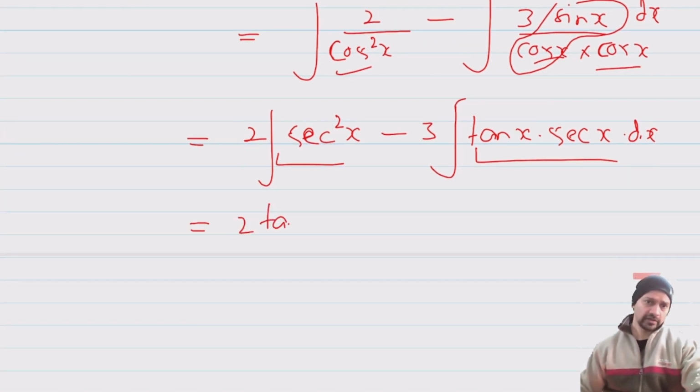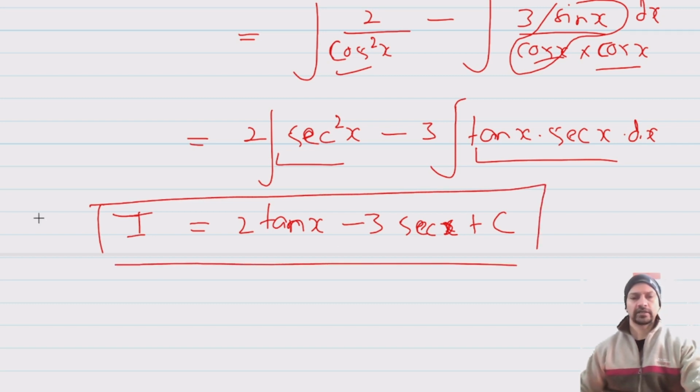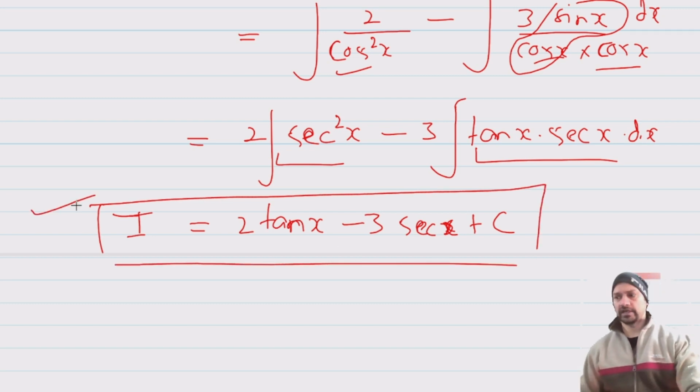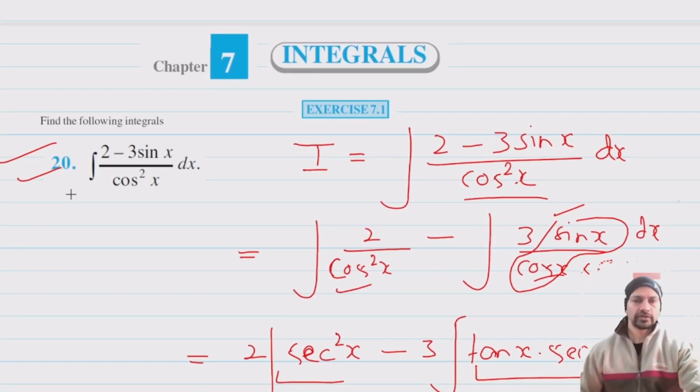The integration of secant square x is tan x, minus 3 times the integration of tan x into secant x, which is secant x. And don't forget to add the integral constant at the end. So it's 2 tan x minus 3 secant x plus c. And this sums up our question number 20.